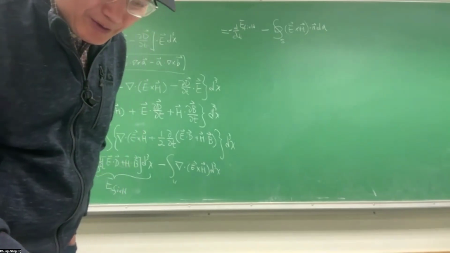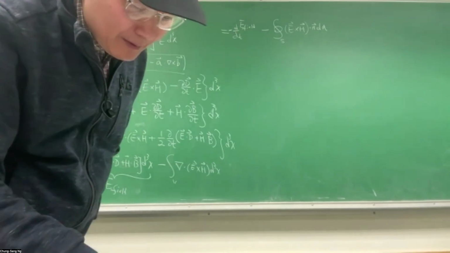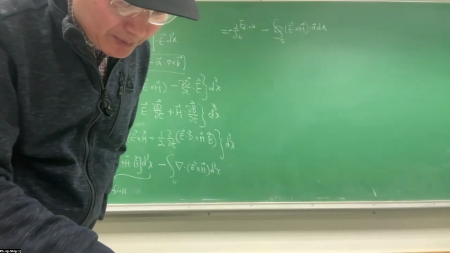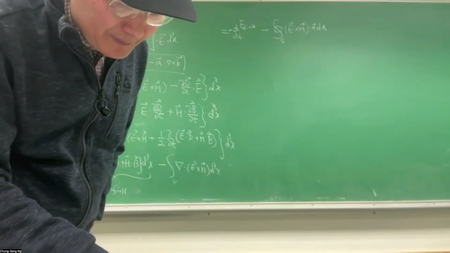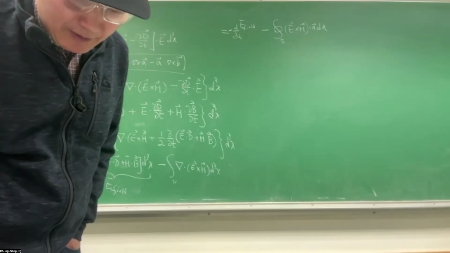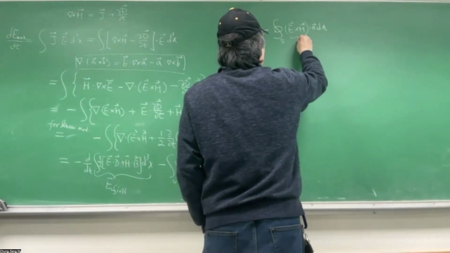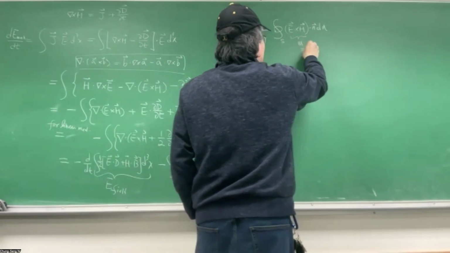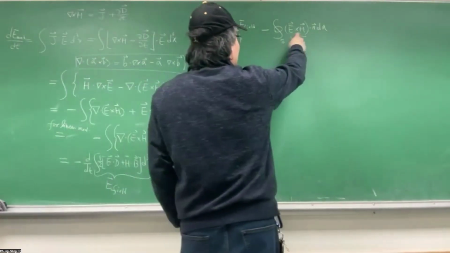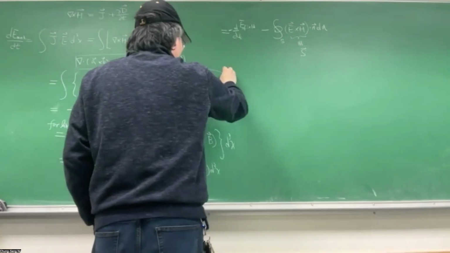That's similar to equation 6.1.10, or 6.11. After you define this S vector, which is called the Poynting vector, the Poynting vector is defined as E cross H, and the interpretation is energy conservation.